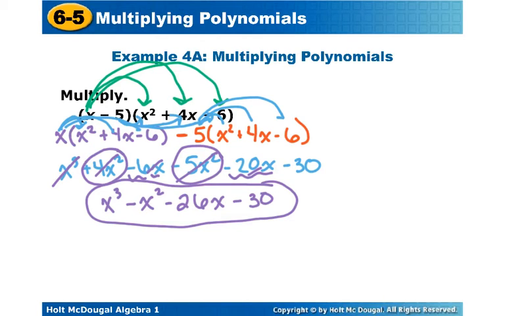Ooh, wait, Miss Hodge, you made a mistake. A negative times a negative is a positive, so this should be positive 30.